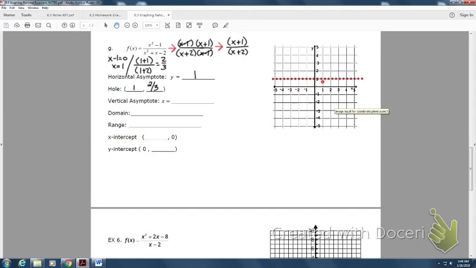After that, what would my vertical asymptote be? We're dealing with this right here. So if I set my denominator equal to 0 and solve it, what would that give me? -2. So X equals -2.